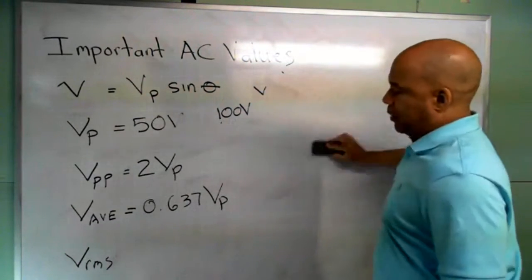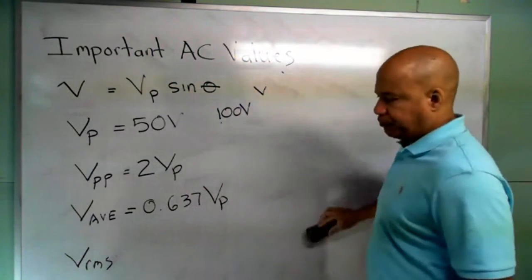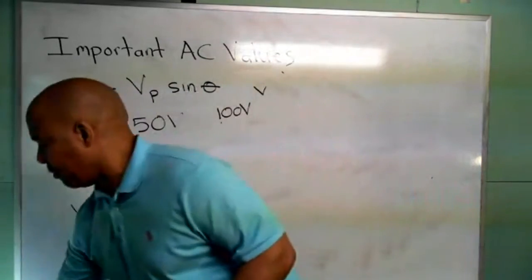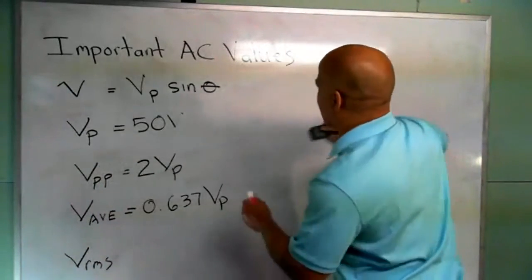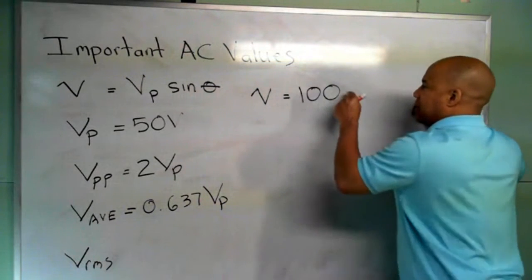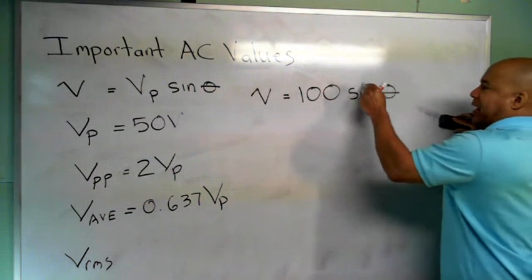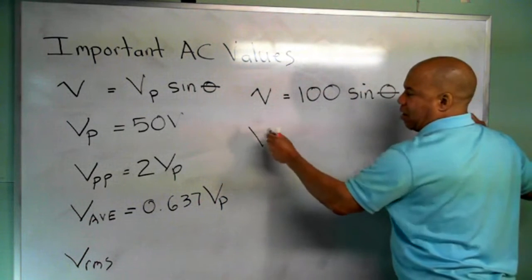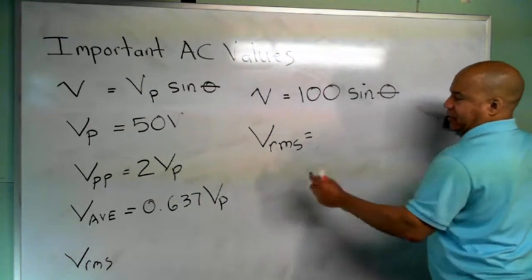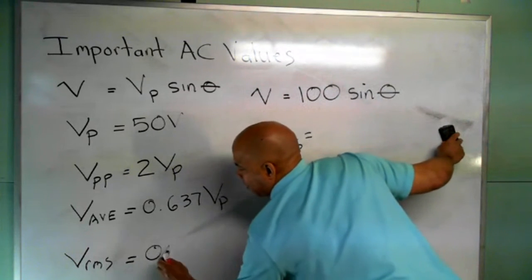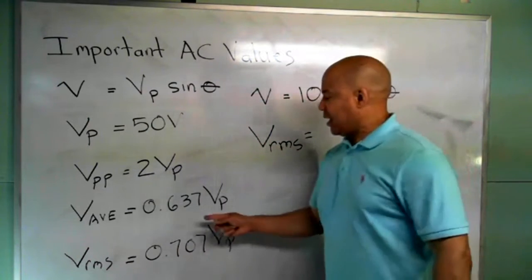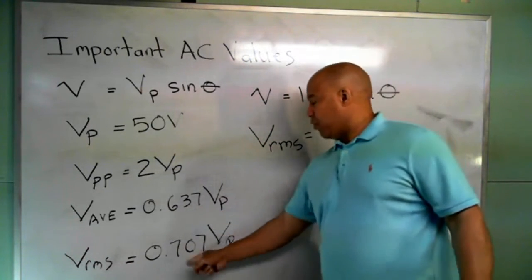Now, the one that's really important though is the RMS value. Let me use the same example because the numbers are easy. If I gave you V equals 100 sine of the angle, and I asked you to find the RMS value, well, it's easy to do. The RMS, I didn't give you the equation for it, is 0.707 times the peak value.